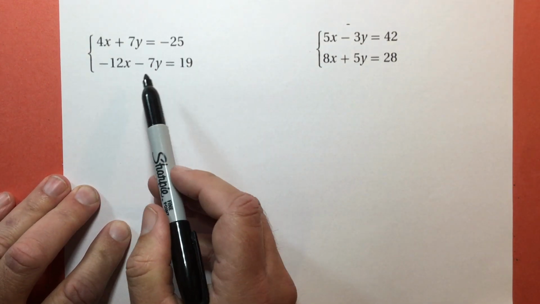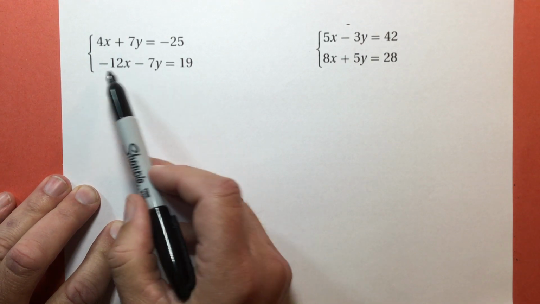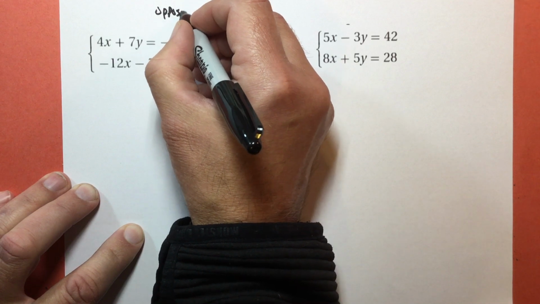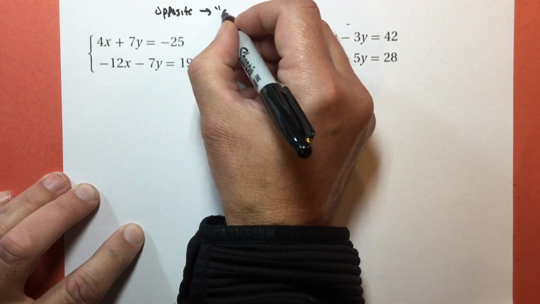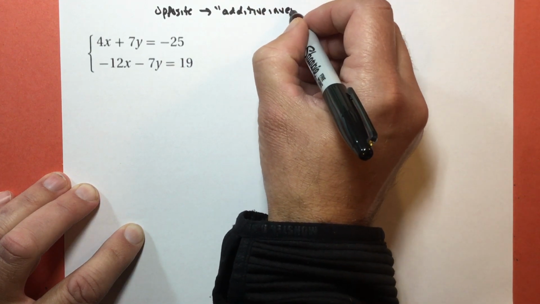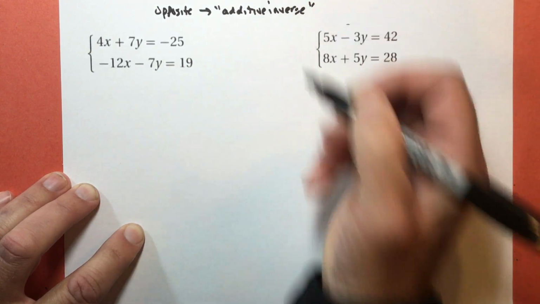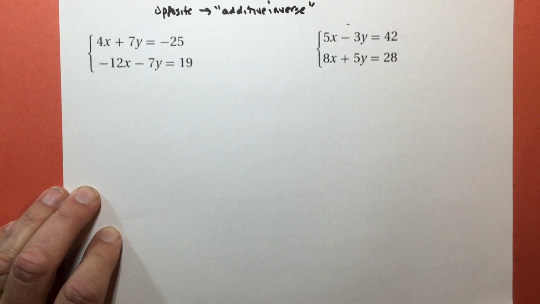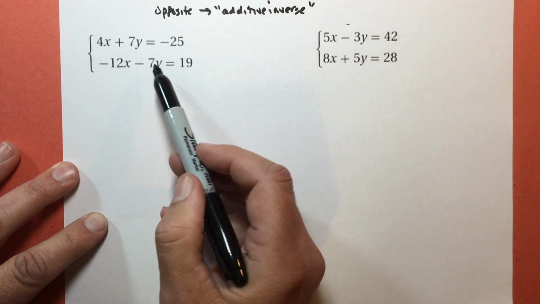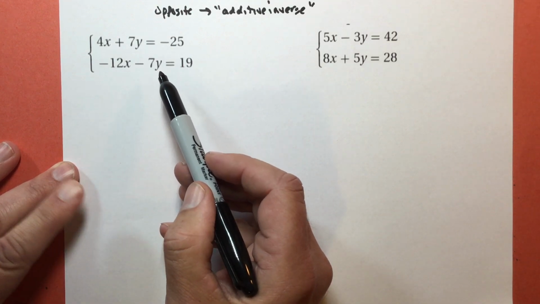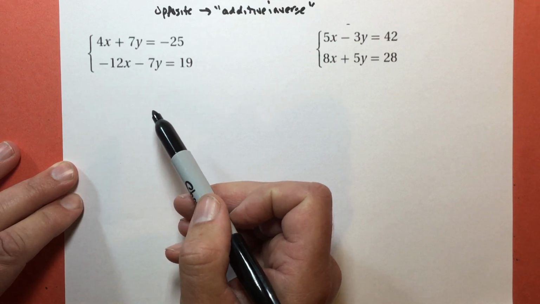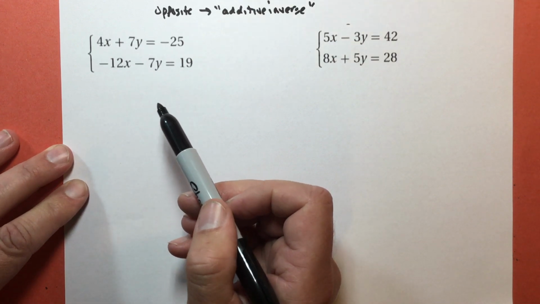For this problem, 7y and negative 7y are opposites, additive inverses of each other. The word opposite in real math is called additive inverses. And that word inverse is going to be really important as we study more math. Additive inverses add up to 0, which is the additive identity. It's called the additive identity because if you add 0 to anything, it doesn't change what you added it to.